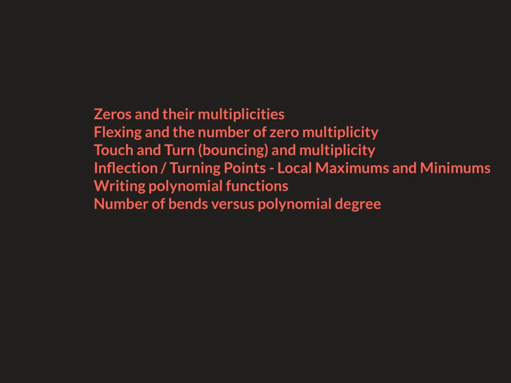After this video is over, you should make certain that the following ideas are located in your notes. Zeros and their multiplicities, flexing and the number of zero multiplicity associated with that, touch and turn or bouncing and the multiplicity of zeros associated with that, inflection / turning points and the local max or minimums that they create, how to write the polynomial function given its zeros and perhaps 1 point, and the number of bends versus a polynomial degree.